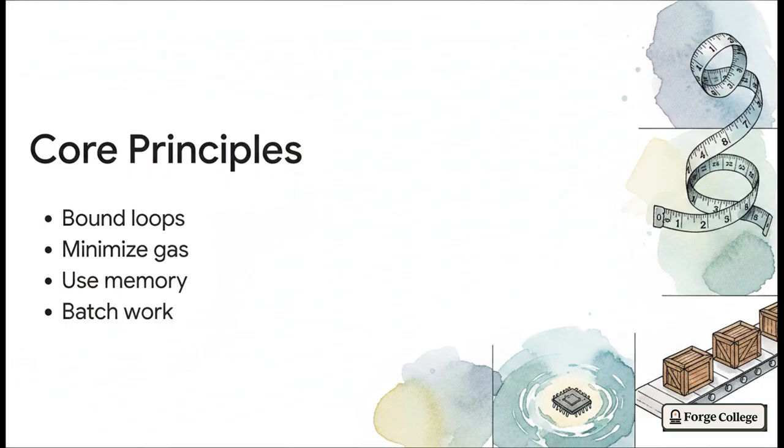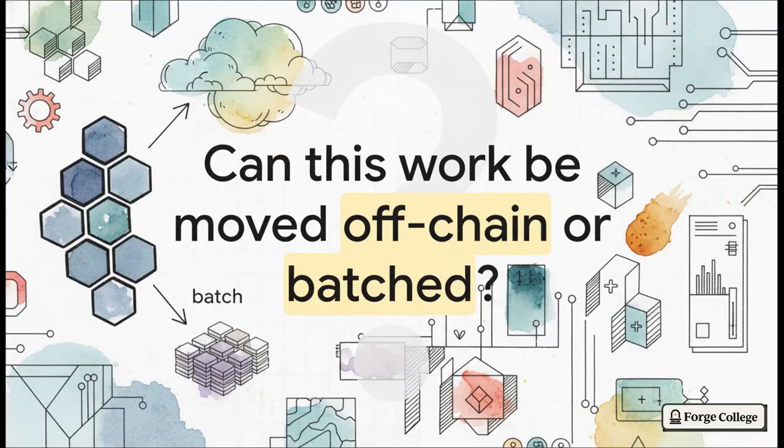In smart contract design, predictability isn't just nice to have, predictability is the absolute ultimate goal. And I want to leave you with this final, honestly provocative question to ask yourself every single time you write a loop. Can this work be moved off-chain or batched? Keeping this question front of mind will instantly spark better architecture decisions and definitely make you a vastly stronger Web3 developer.